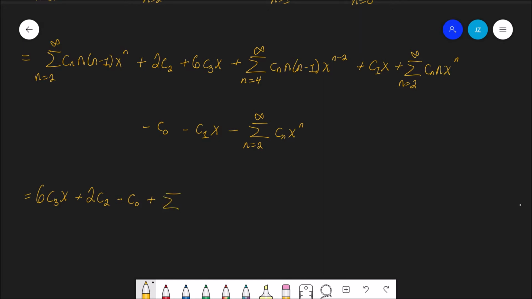summation n equals 2 to infinity of c sub n times n minus 1 x to the n plus summation n equals 2 to infinity. So now I'm shifting this index down by 2. Since we're shifting down by 2, wherever you see an n, it becomes n plus 2. So c sub n plus 2 times n plus 2 times n plus 1 times x to the n. And the other two summations will stay the same.